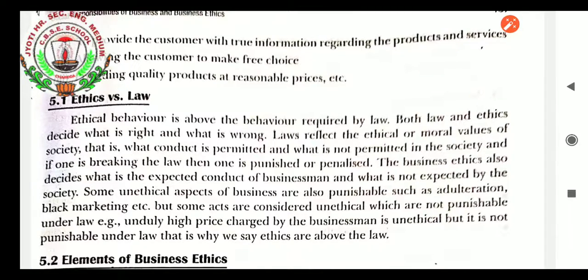Business ethics also decide what is the expected conduct of a businessman and what is not expected by society. Some unethical aspects of business are also punishable, such as adulteration, black marketing, etc. But some acts are considered unethical which are not punishable under law. For example, an unduly high price charged by the businessman is unethical, but it is not punishable under the law. That is why we say ethics are above the law.